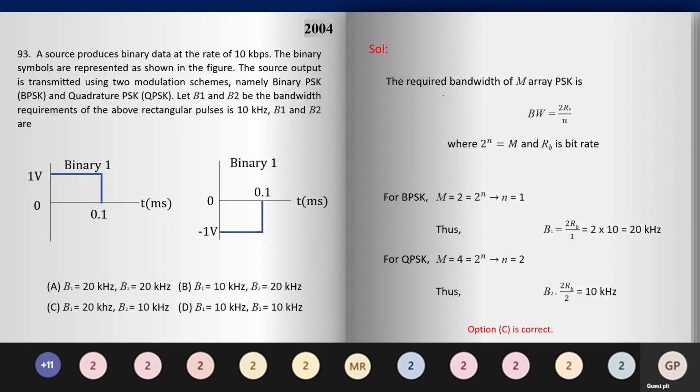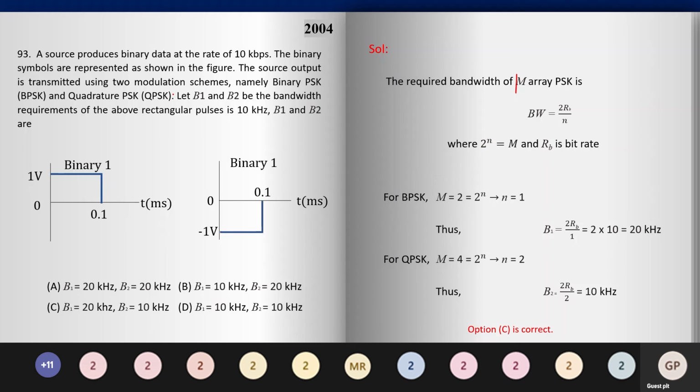So the required bandwidth for M-ary PSK, a common formula, it's not about 2 or 4 or 16, a common formula for M-ary PSK is bandwidth equal to 2RB by N, where M is equal to 2 power N. Okay, so N defines the number of bits that we're going to use.